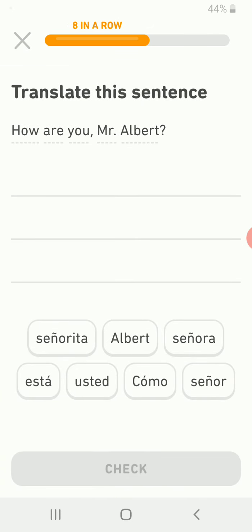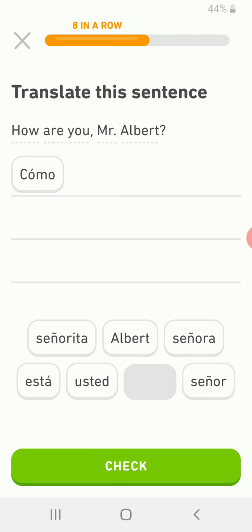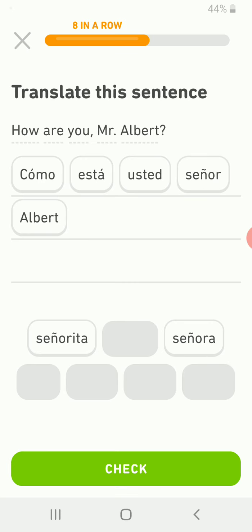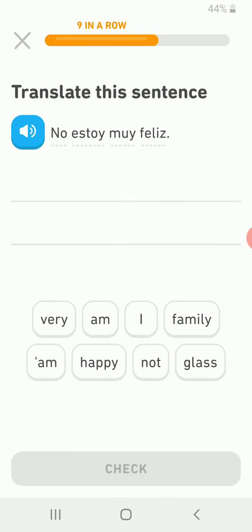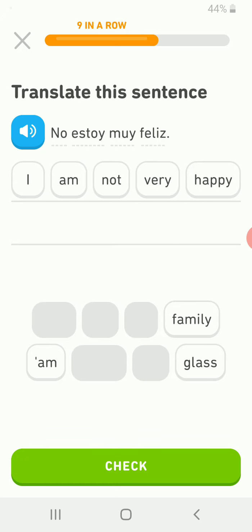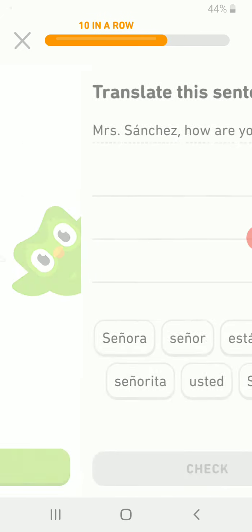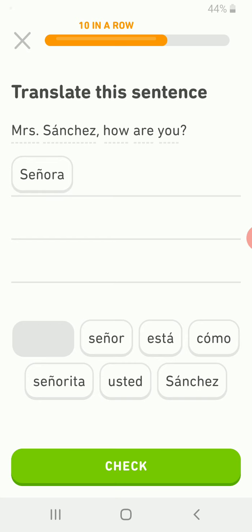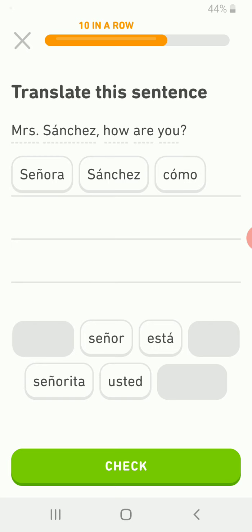And how are you, Mr. Albert? ¿Cómo está usted? Usted. Señor Albert. No estoy muy feliz. I am not very happy. Feliz means happy. And Mrs. Sanchez, how are you? So, Mrs. Señora Sánchez, ¿cómo está usted?